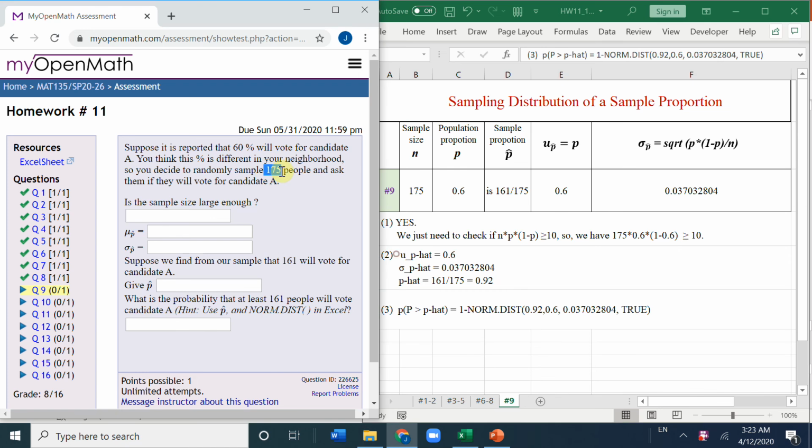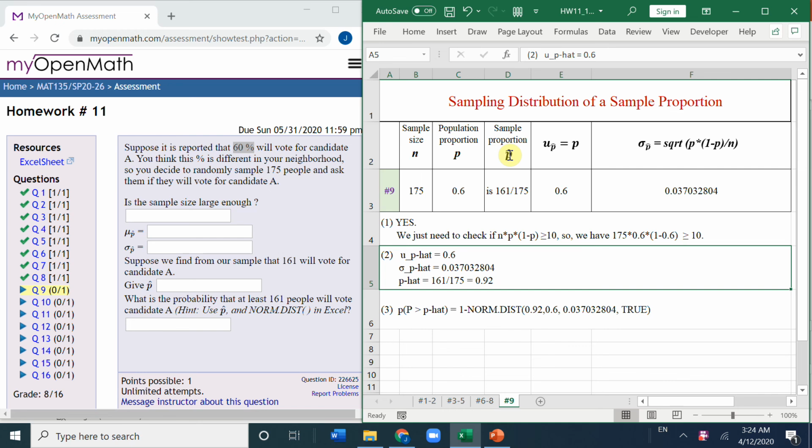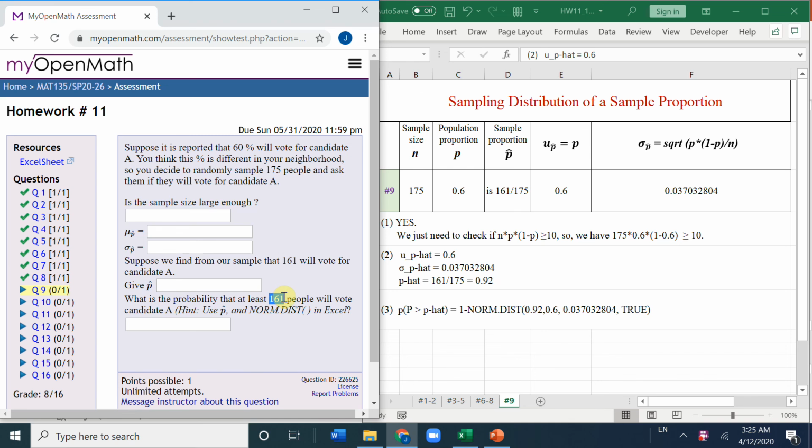Now let's do number 9. Based on the question, 175 is n and 60% is p, the proportion of the population. So the sample proportion p hat is x over n. So here x is 161 divided by the sample size 175.